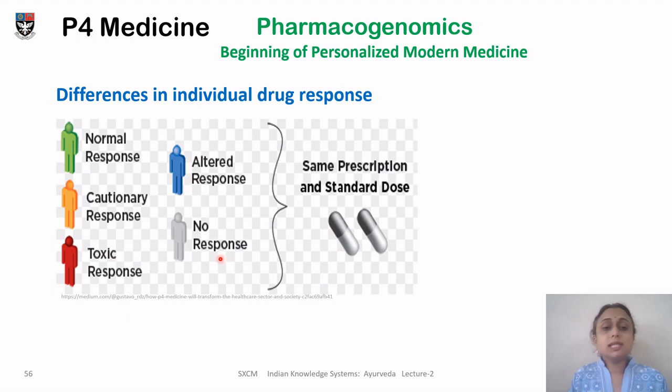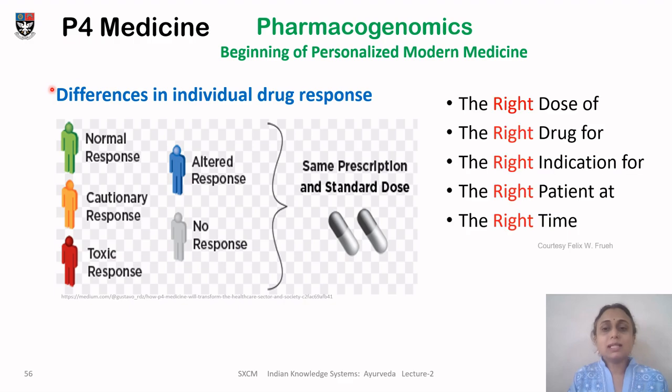And in some individuals, it might in fact have an adverse response. It might show some adverse effects. And in some rare individuals, because of their particular genetic makeup, it might even be toxic. The treatment might be fatal and the patients might die. All this is accounted for in P4 medicine because we are looking at individualized medicines, personalized dosage forms. So what we are essentially doing is looking at the right dose of the right drug for the right indication for the right patient at the right time.